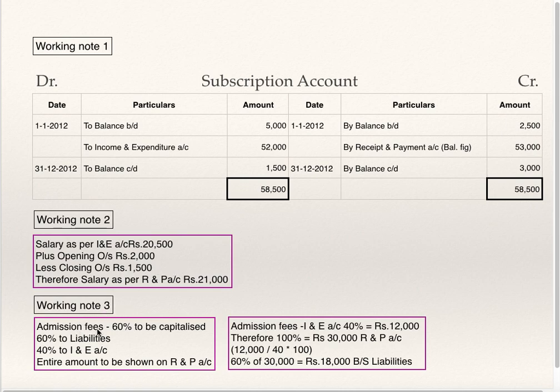Working note number 3, admission fee 60% to be capitalized, 60% will go to liabilities, 40% will go to income expenditure account, entire amount is to be shown on receipt payment account. Admission fees as per income expenditure account is given 12,000 which is 40%. For 40% 12,000, for 100% it is 30,000 which will go to receipt payment account, and 60% of 30,000, 18,000 will be shown on the balance sheet liabilities side.